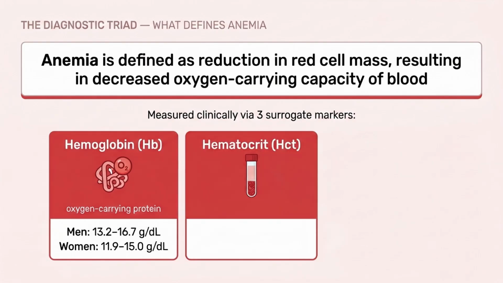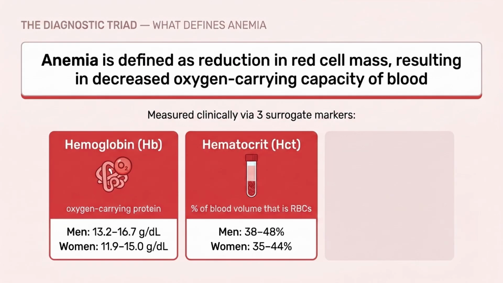Second is hematocrit. Hematocrit is the proportion of the blood volume occupied by the red blood cells. Or, in very simple words, what percentage of your blood is actually RBC? That is hematocrit. Okay? In men, it's around 38 to 48%, and in women, 35 to 44%.